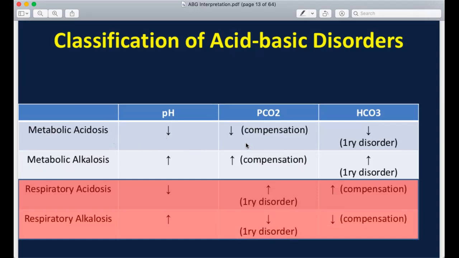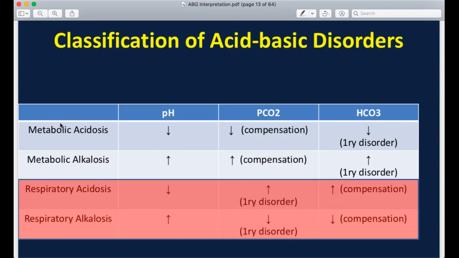What is happening is the pH level is increasing as well as HCO3. But at this point, PCO2 is increasing because it is causing an acidic environment to compensate for the alkalosis. This is called compensatory metabolic alkalosis. Okay, so you need to look: first things first, if it's going in the same direction as HCO3 and as the pH value, then it is metabolic acidosis.